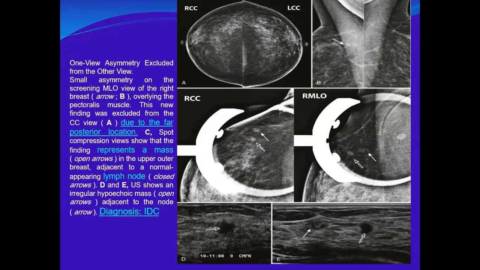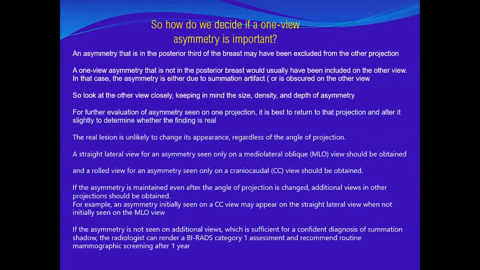Okay, so in this case, it was expected not to be included in the image because of its far posterior location. That is why it was expected to be non-visualized in the CC view. So how do we decide if a one-view asymmetry is important?